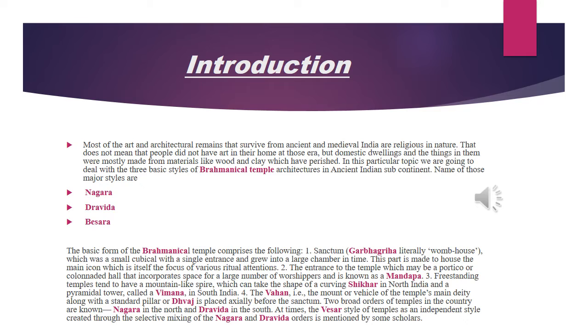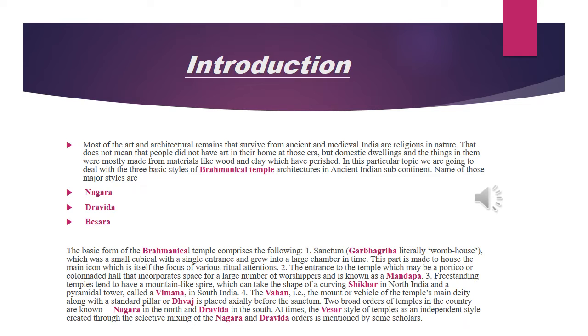Good afternoon to all. So today we are going to talk about the basic structure of the Brahmanical temple in the ancient Indian subcontinent. The architectural remains that survive from ancient and early medieval India are basically religious in nature, and that does not mean that people did not have art in their homes at that particular era, but domestic dwellings and the things in them were mostly made from materials like wood and clay, which have perished.